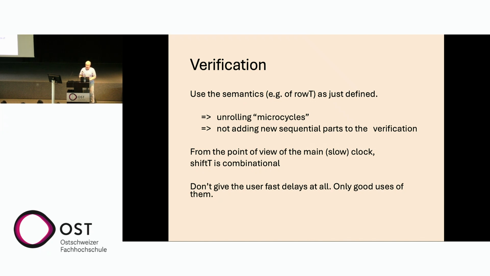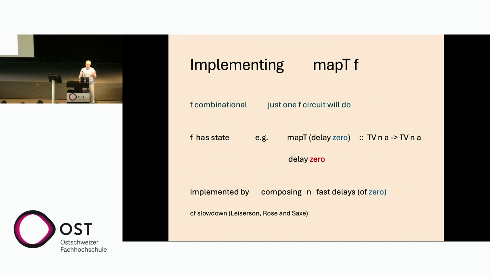And this all seems to work quite nicely. We can implement map T. If f is combinational, incidentally, then a single f will do for map T. We have to be careful about the types. But if we have, for example, the smallest circuit I could think of, if we have map T of delay of 0, then we can replace that by delay of 0, but that 0 inside is a different type. It's of type T V N of A. So that's going to mean we're going to compose a number of faster unit delays.